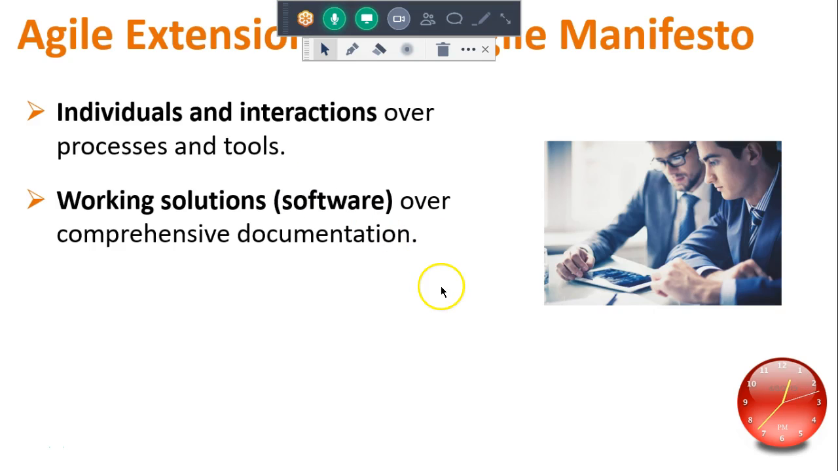Okay. So the key on the manifesto is looking at building solutions. The goal is not to build comprehensive documentation; it's to build something that works. People don't get their jobs done based on documentation.